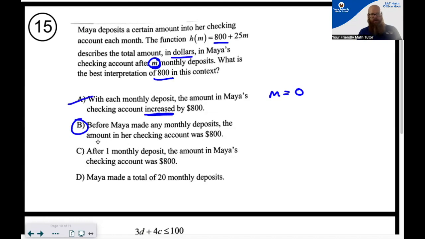After 1 month, note, has to be 0 months. Maya made a total of 20. That doesn't make any sense.